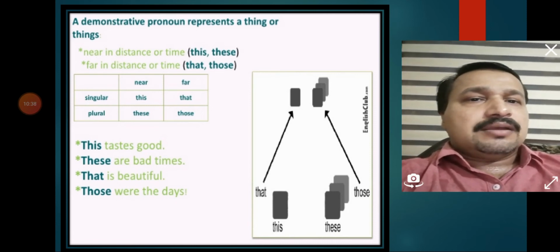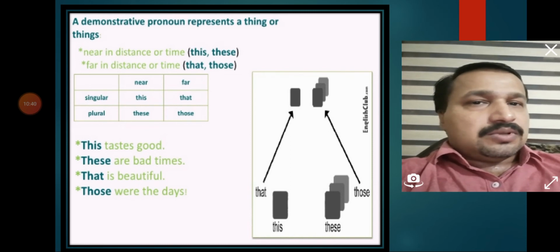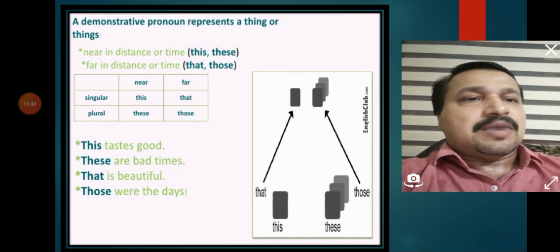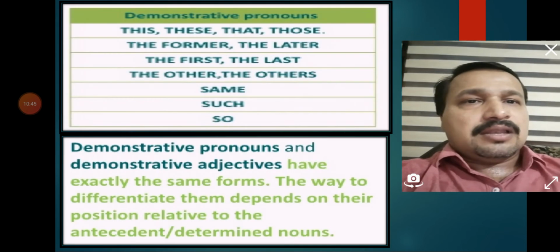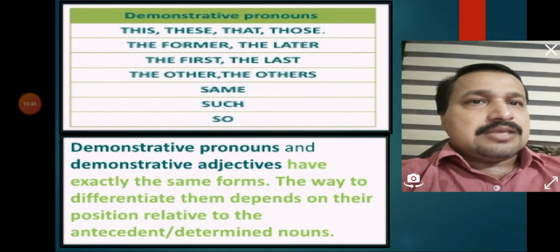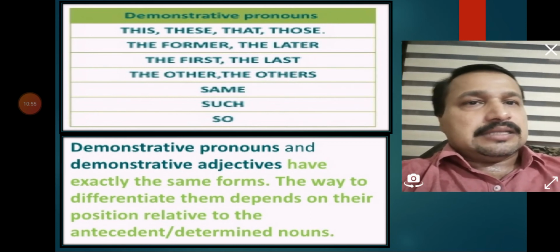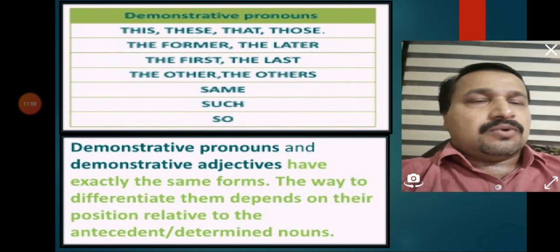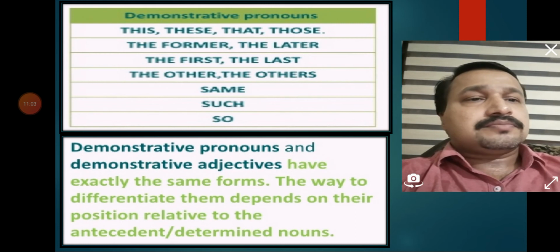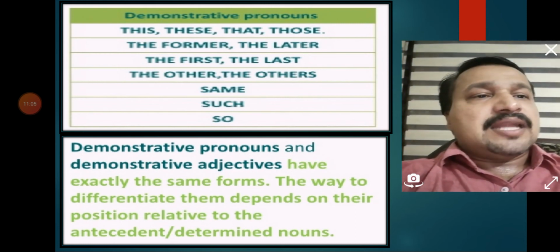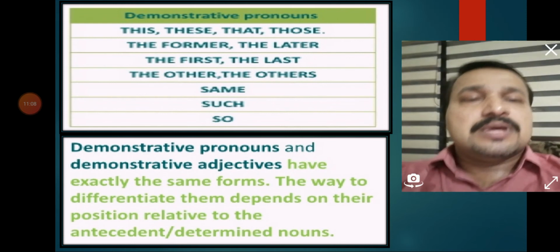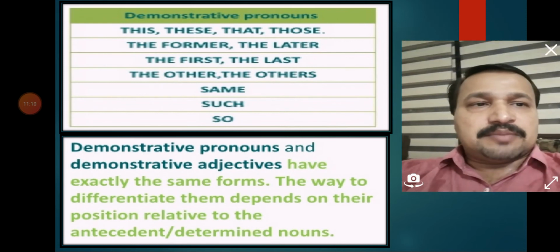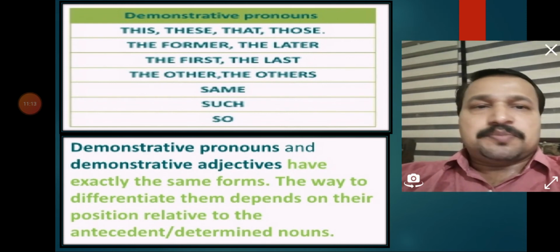Those were the days. So, along with these four words, you can see some other words are also used as demonstratives. Let's see that. This, these, that, those, the former, the latter, the first, the last, the other, the others, same, such, so. All these words stand for demonstrative pronouns. They can demonstrate, they can show you something. So they point out something. That's why they are called demonstrative pronouns.